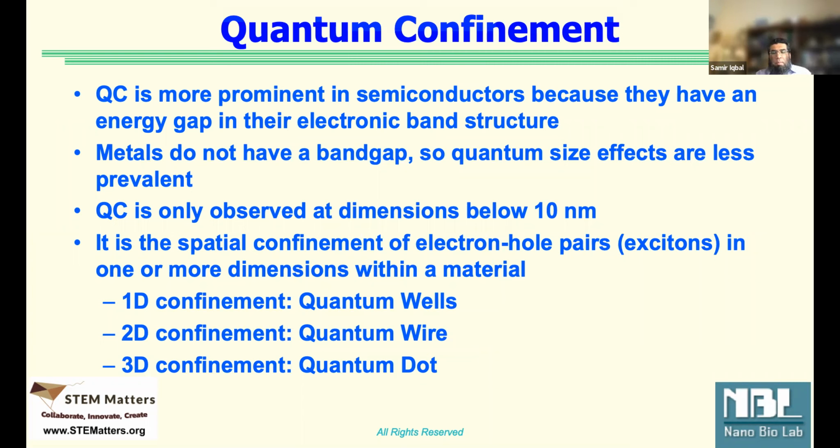So we make things small. And some of the materials that we make small, especially if they have crystalline structure, show something where their electronic and optical properties are different at that small scale, especially below 10 nanometers. And that phenomenon is what we call quantum confinement.